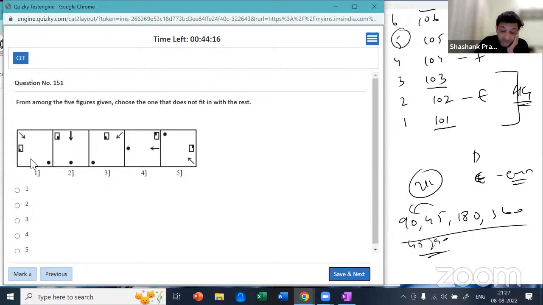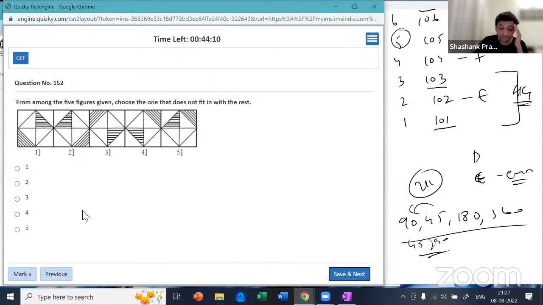No. I think the first one is off. Second one is fine. First one is off, because second to third is the right transition. First to second is the wrong one. What is happening in this? Does not fit in with the rest.